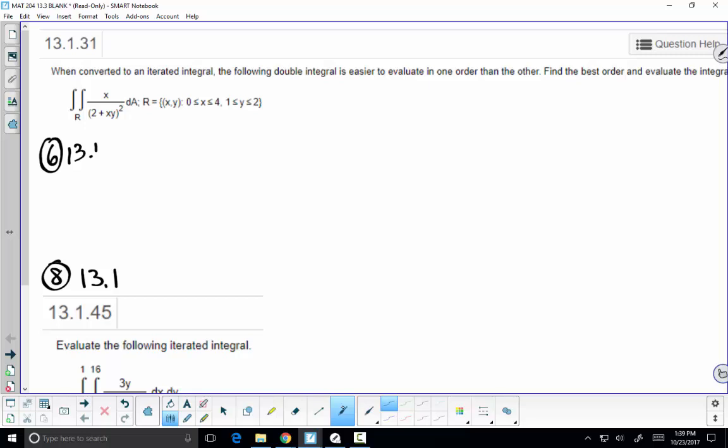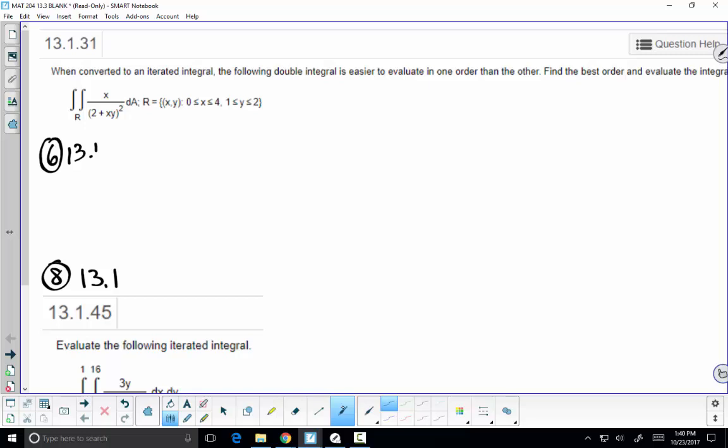So when we look at it, what do you think? You see an x down below and you see an x above. So right away, if there's x's in both places, the only way that is going to be pretty easy is if substitution would work well. And when we look at that, if we were to let u be what's inside here, the 2 plus xy, the derivative of that with respect to x is y, and that's not in the numerator.